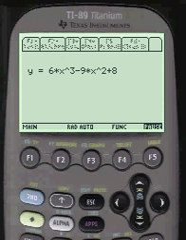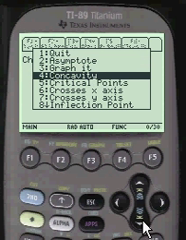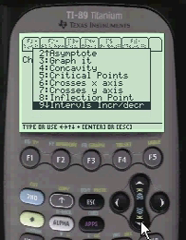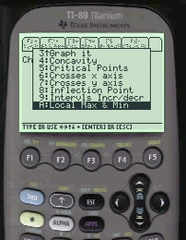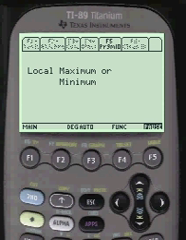I always show you what you've entered. You can change it if you want. I say it's okay, and we're going to scroll down here to local max and mins in this menu. And we're going to wait for it to load. This is busy when it's loading the program. It only does that the first time you load it. The rest of the time it's very quick.